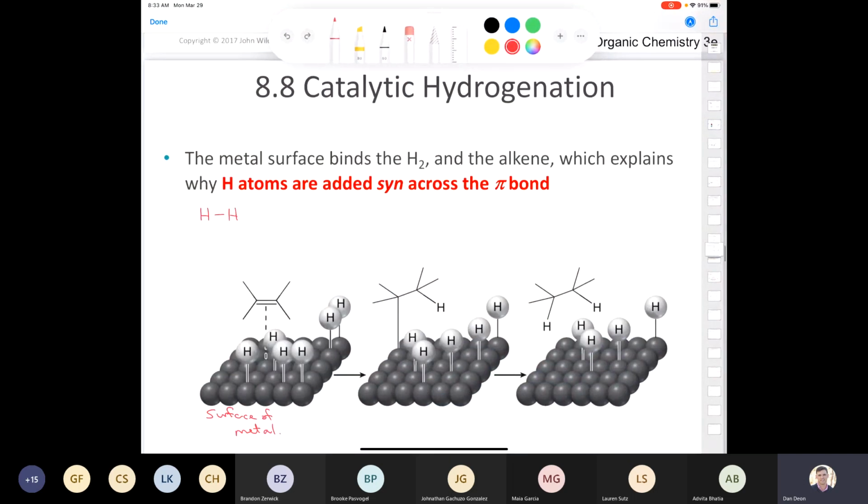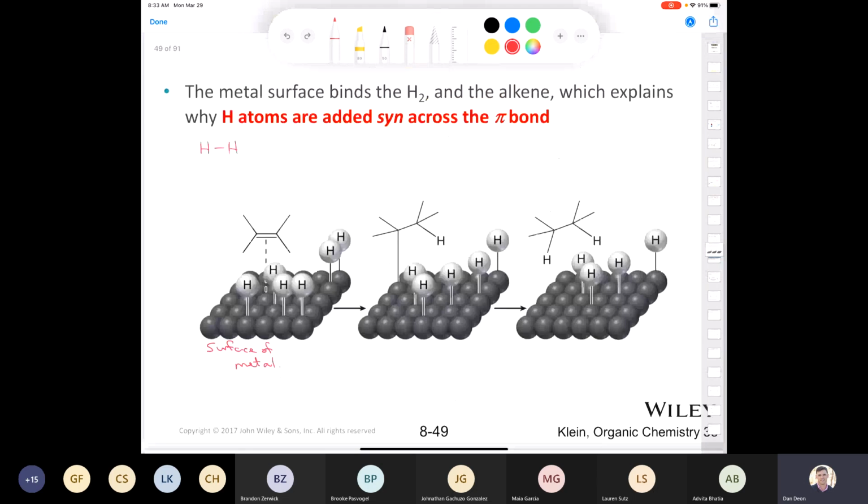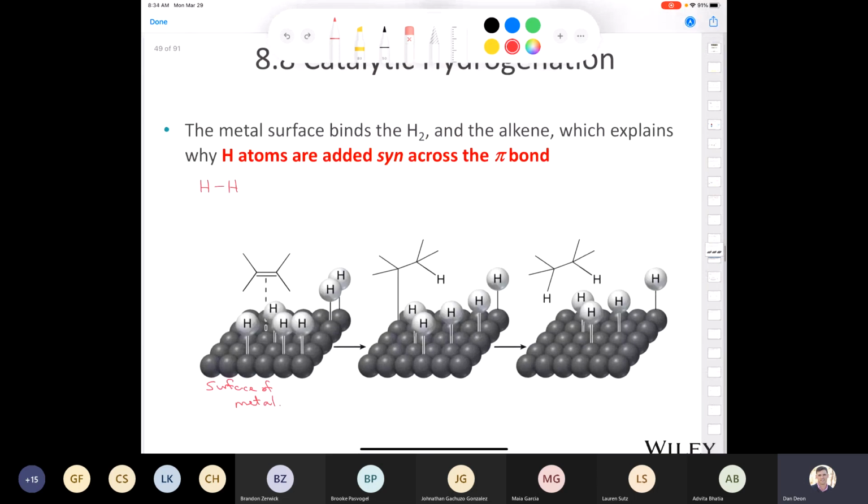Okay, cool. So that's why it adds in a syn fashion, why both hydrogens are added to the same face of the molecule. Might seem like a silly thing to act like it's aliens being picked up by a UFO, but if that helps you remember it, I'll be a happy camper. If my students remember something, trust me, Mr. Dion is going to be a happy man.